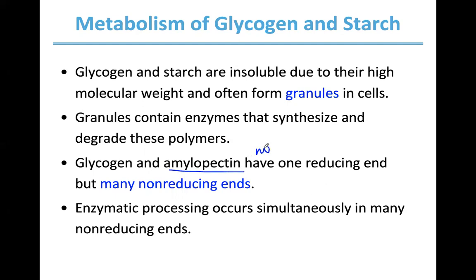How many non-reducing ends does amylose have? Just one. That's right. It's the amylopectin which is branched. It's only the branched polysaccharides that will have multiple non-reducing ends. They will all have one reducing end, but if it's branched, it will have multiple non-reducing ends. If it's not branched, only one non-reducing end.